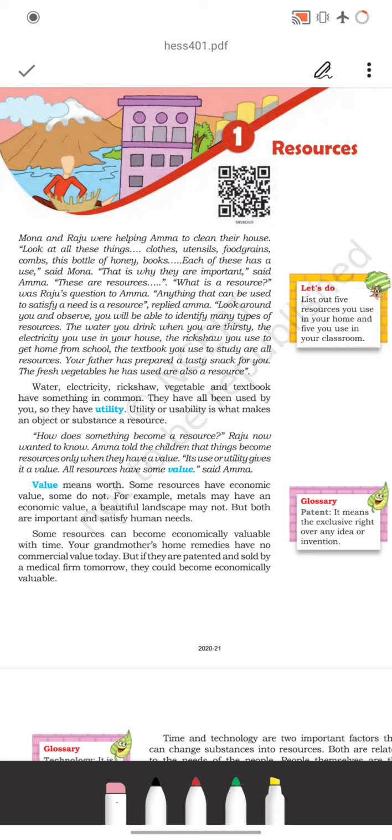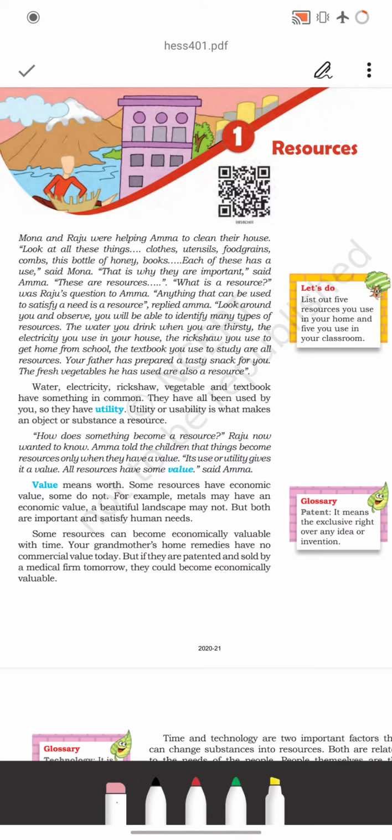Like us, Mona and Raju were helping Amma to clear their house. Suddenly, Mona said, "Look at all these things: clothes, utensils, food grains, combs, this little bottle of honey, books. Each of these has a use." For that, Amma said, "That is why they are important." Suddenly, Raju asked a question to Amma, "What is resource?" For that, Amma replied, "Anything that can be used to satisfy a need is a resource."